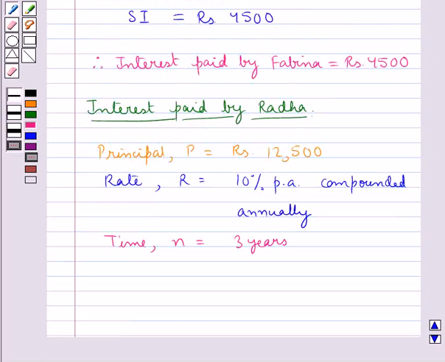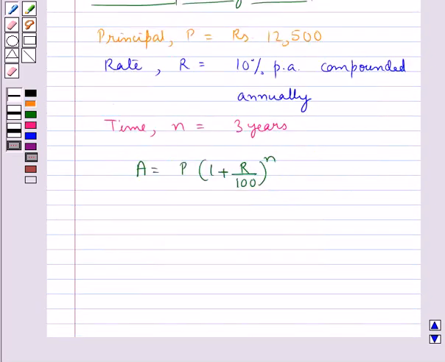Now it's given in the question that in Radha's case the interest is compounded annually, so we will be using the formula for amount in this case. The given formula for amount is A is equal to P multiplied by (1 plus R upon 100) whole to the power N. Now we will be substituting the values for the principal P, rate R and time N. So this becomes equal to ₹12,500 multiplied by (1 plus 10 upon 100) whole to the power 3.